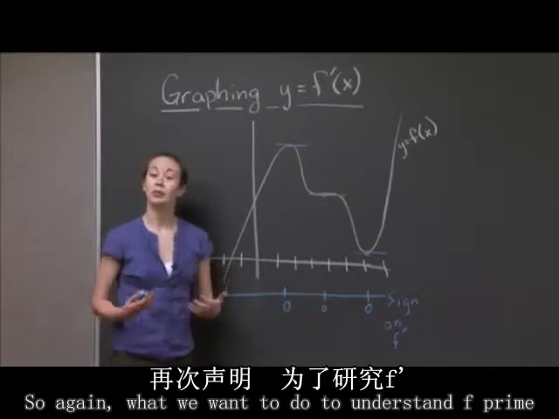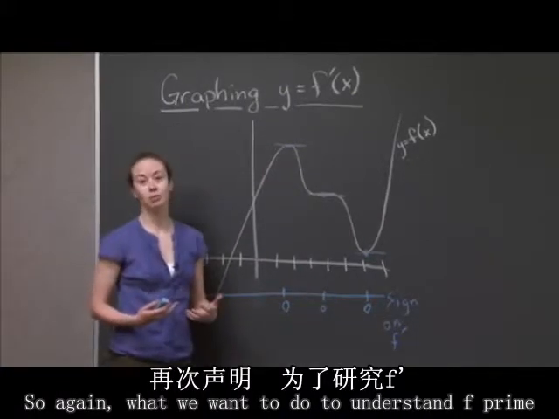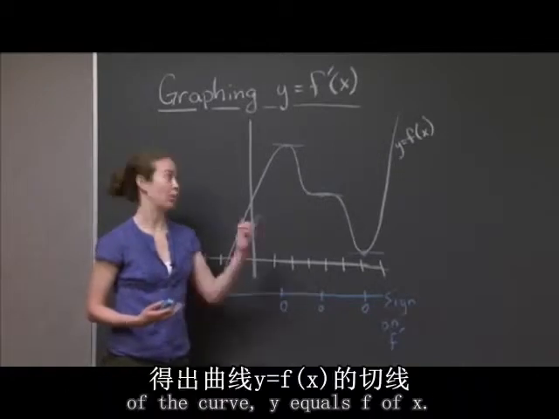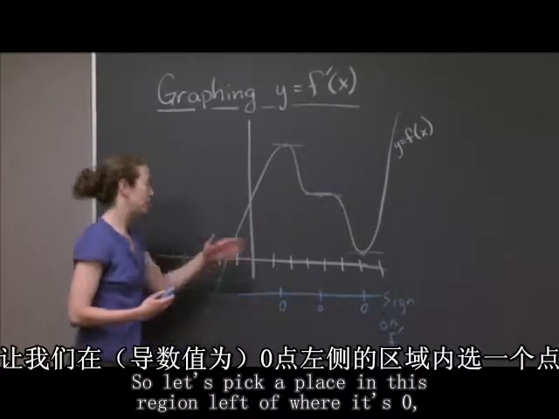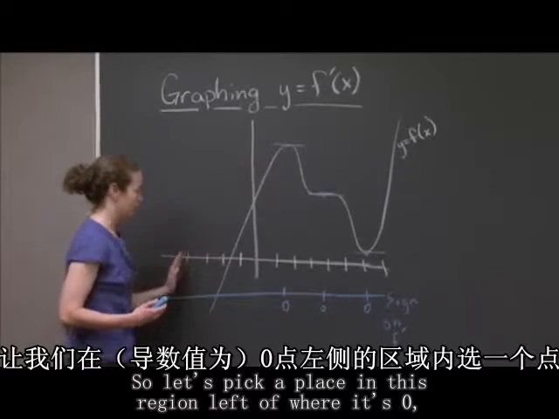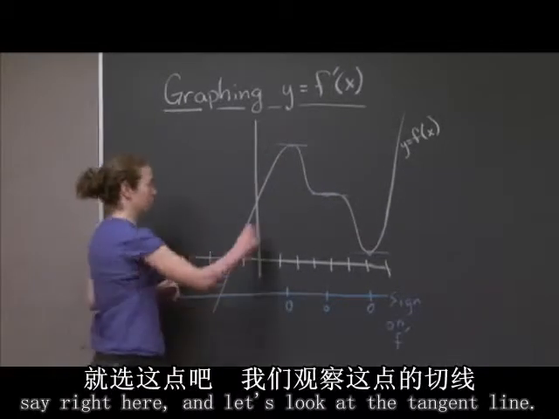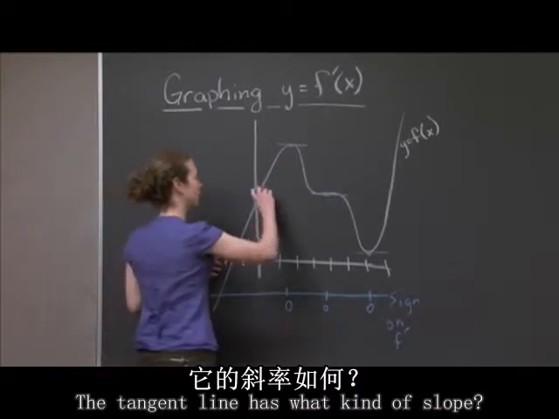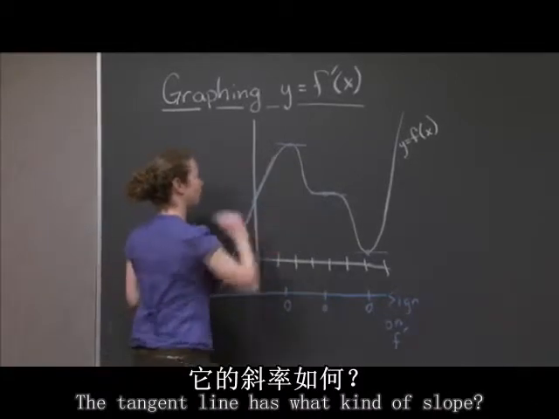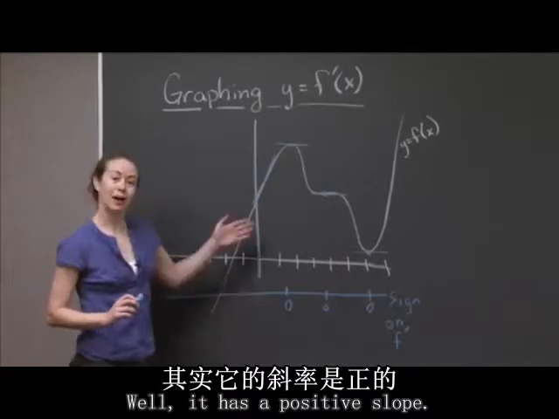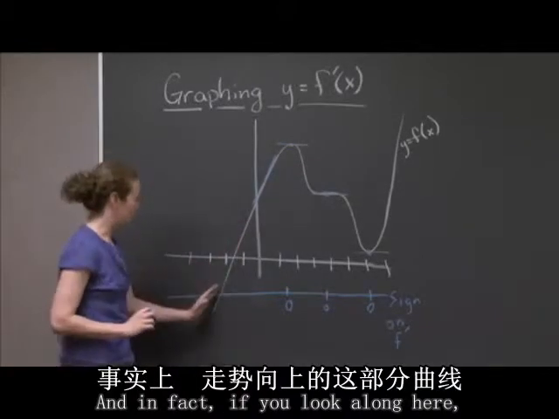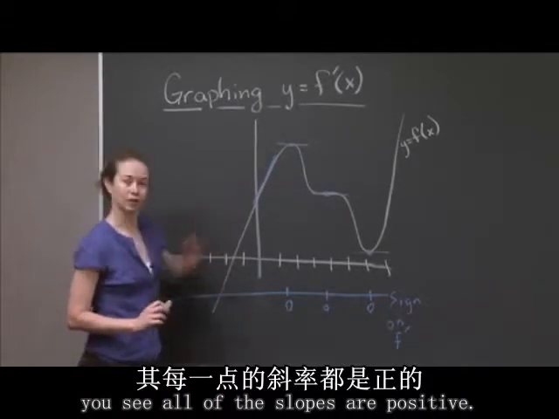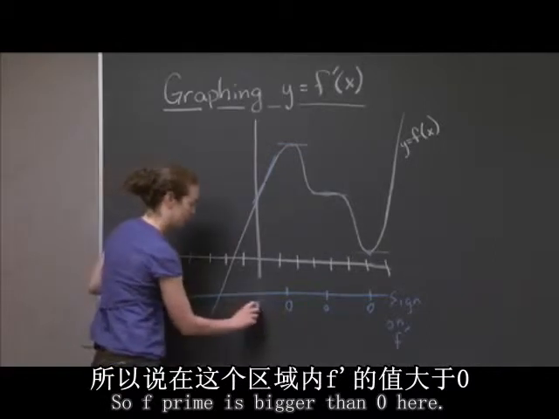So again, to understand f prime, we look at the slope of the tangent line of the curve y equals f of x. Let's pick a place in this region left of where it's 0, say right here, and look at the tangent line. The tangent line has what kind of slope? Well, it has a positive slope. And in fact, if you look along here, you see all of the slopes are positive. So f prime is bigger than 0 here.